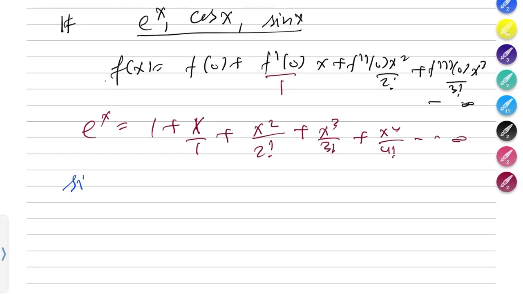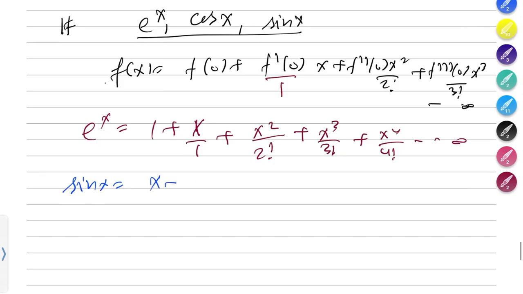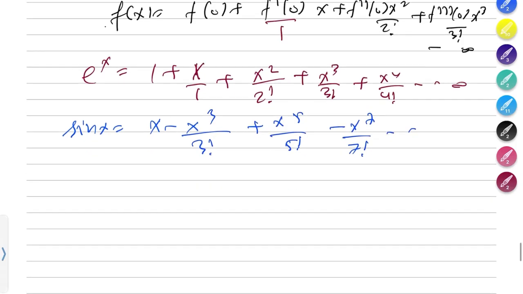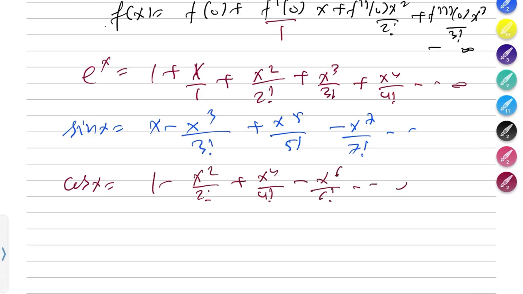In the same way we can substitute in this case. We can find the expansion of sin x is x minus x cube upon 3 factorial plus x to the power 5 upon 5 factorial minus x to the power 7 upon 7 factorial and so on. And similarly we can write cos x as 1 minus x square upon 2 factorial plus x to the power 4 upon 4 factorial minus x to the power 6 upon 6 factorial up to infinite.